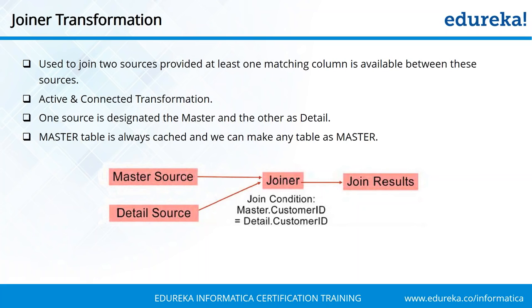Now for Informatica to differentiate between these two sources, one source is called the master source and the other is called the detail source. The reason to do this is because the master source table is always cached, which makes it easier for it to join the two tables. But if you wish, you can change and set whichever table you wish as master.